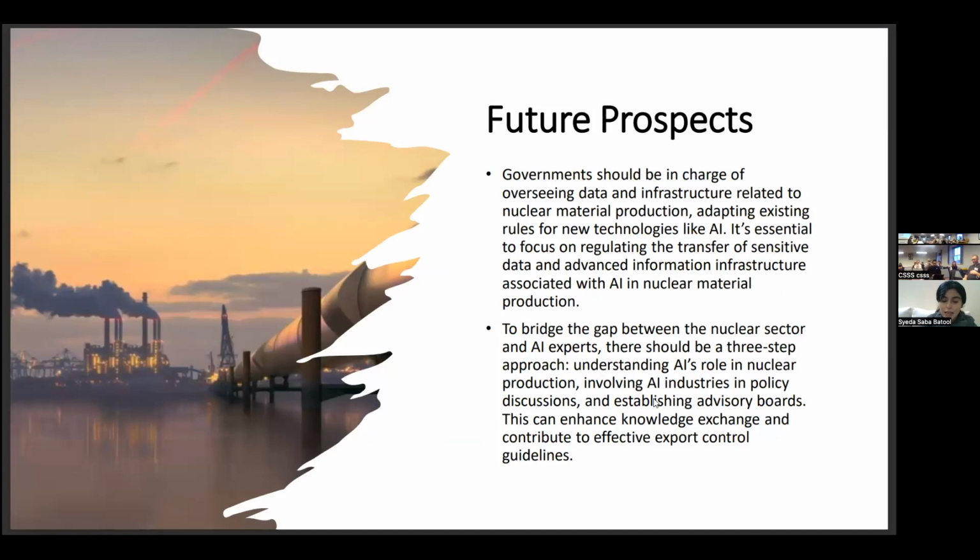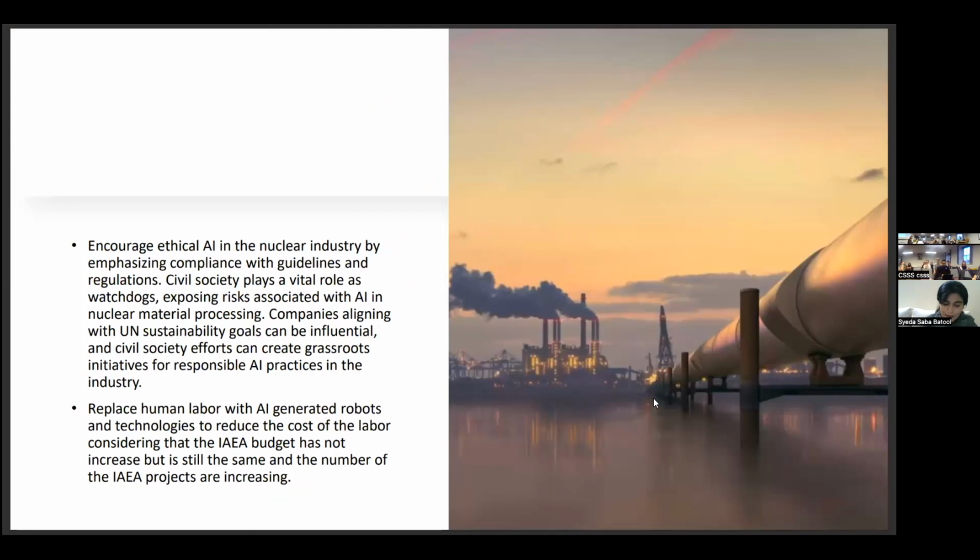To bridge the gap between the nuclear sector and AI experts, there should be a three-step approach: understanding AI's role in nuclear production, involving AI industries in policy discussions, and establishing advisory boards. This can enhance knowledge exchange and contribute to effective export control guidelines. Now, encouraging ethical AI in the nuclear industry by emphasizing compliance with guidelines and regulations can also help in advancing the use of AI for nuclear security and nuclear energy.